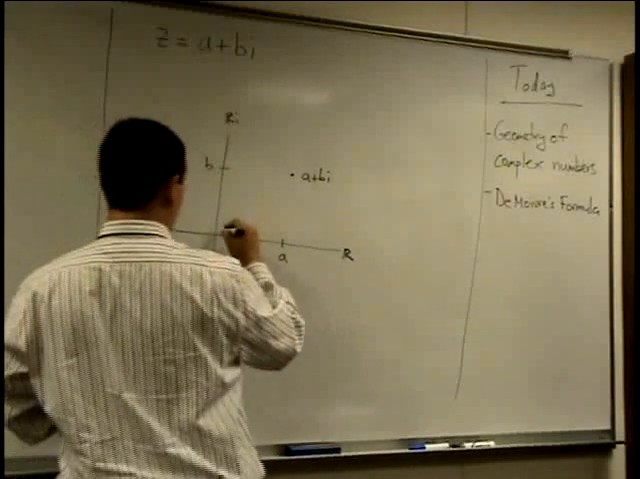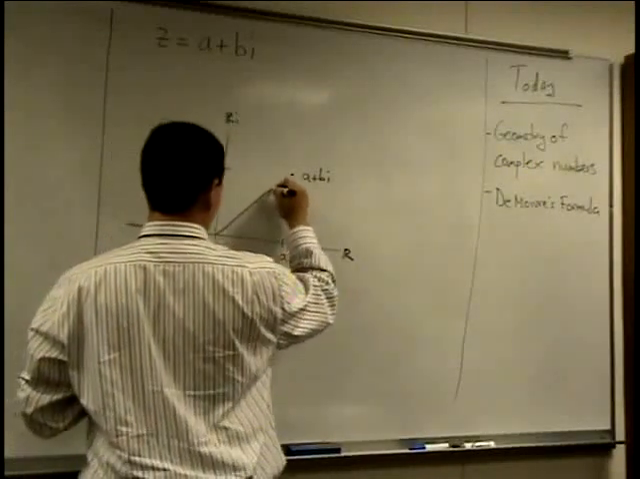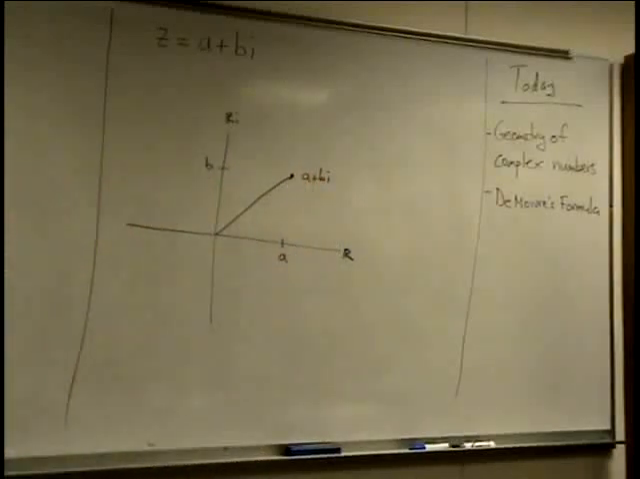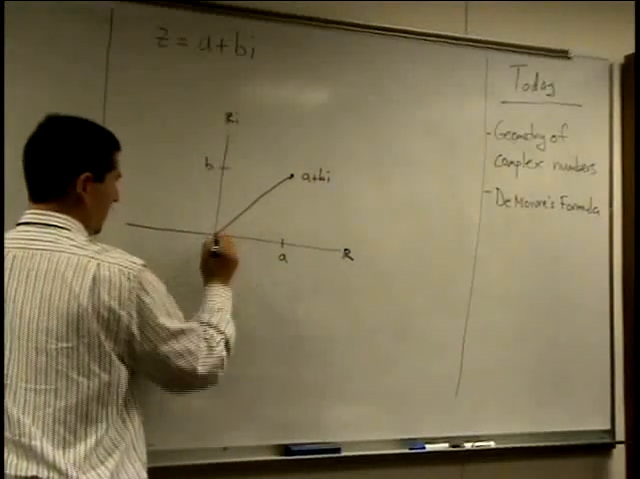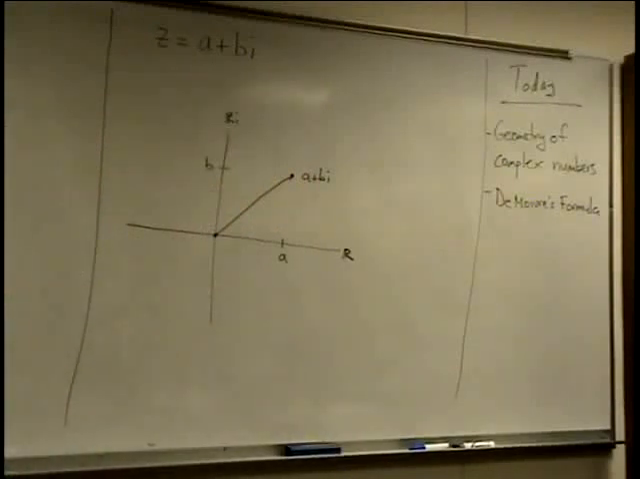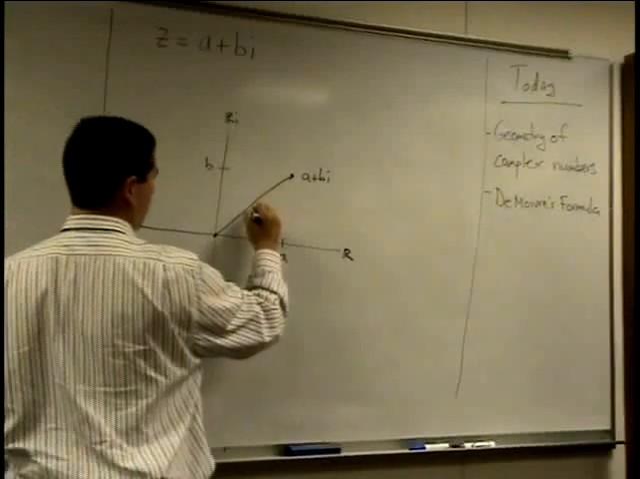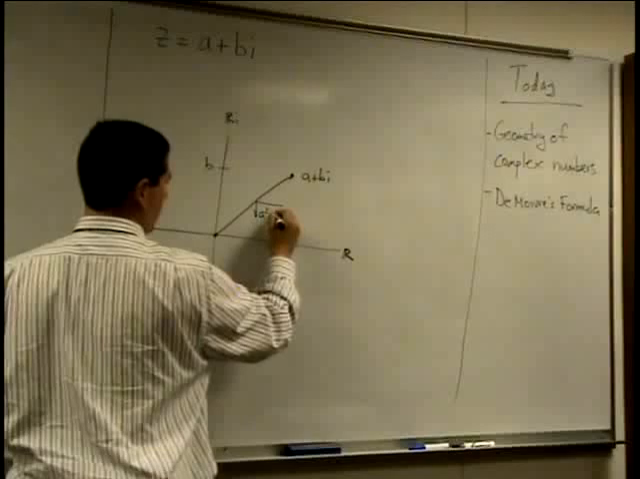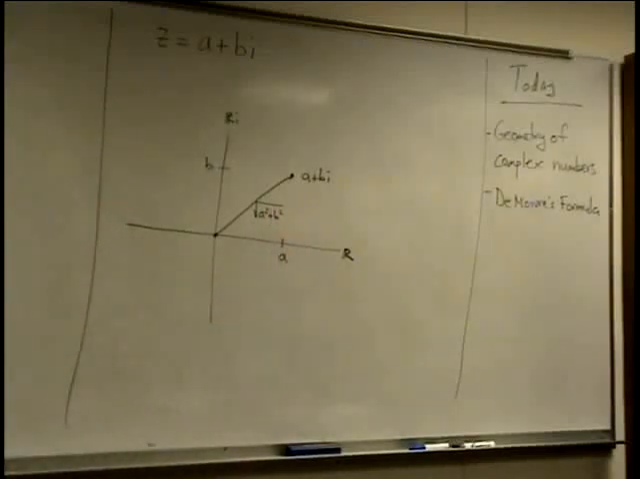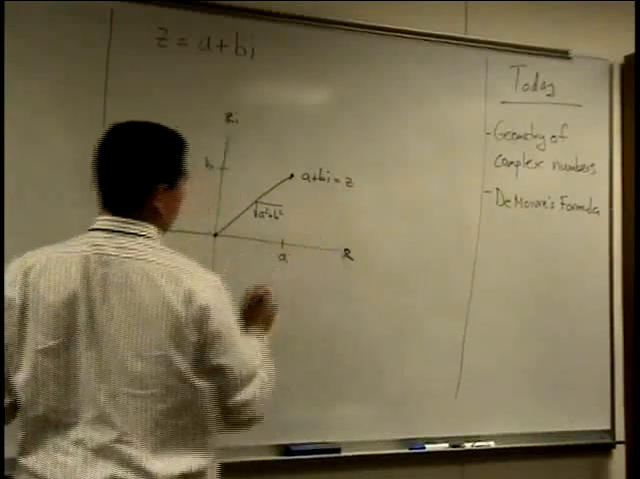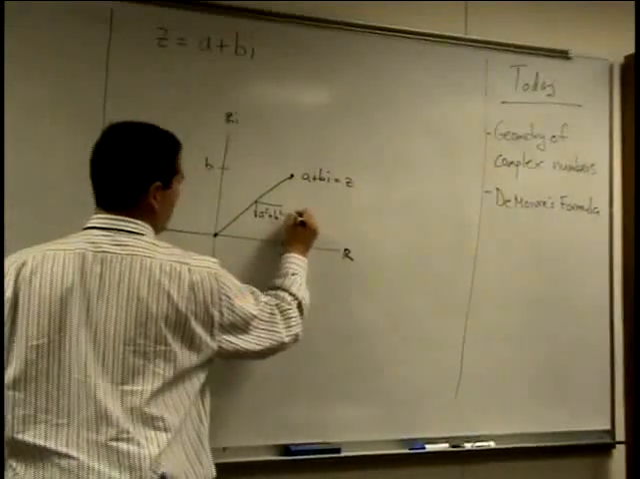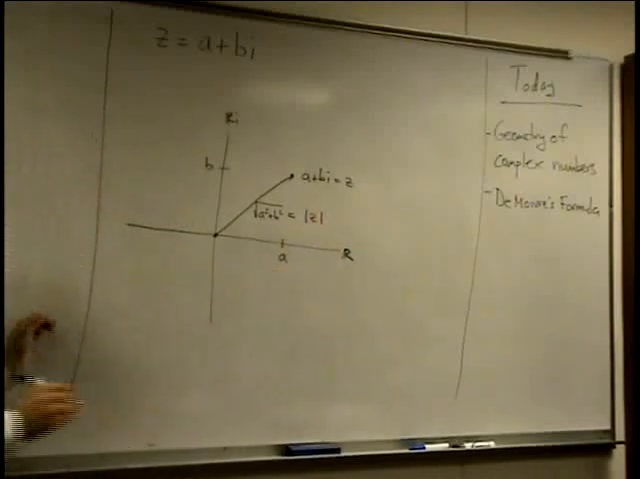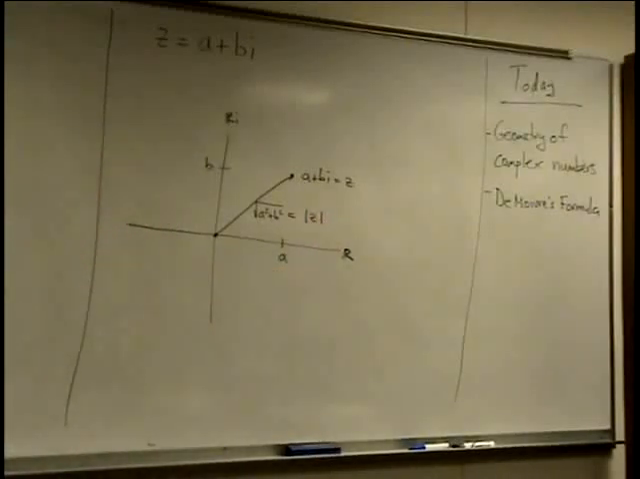And of course, we can draw this vector going from the origin to that point a plus bi. And this vector has a magnitude. So the length of this was the square root of a squared plus b squared, which we get by the Pythagorean theorem, for instance. And so, if we remember that a plus bi is our point z, then we wrote this distance as the norm of z, or the magnitude of z.